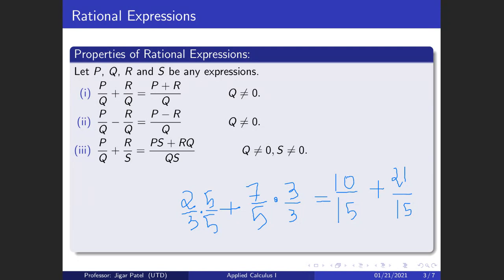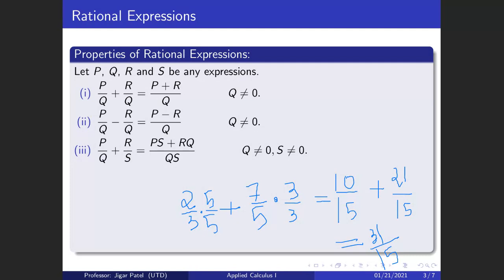Write 15 as a common denominator and simply apply this addition operation on the expression sitting in the top, right? So you really get 10 plus 21, which is 31 divided by 15, right? Question is, can we do this with polynomials? Answer is yes, we can do this with polynomials as well.